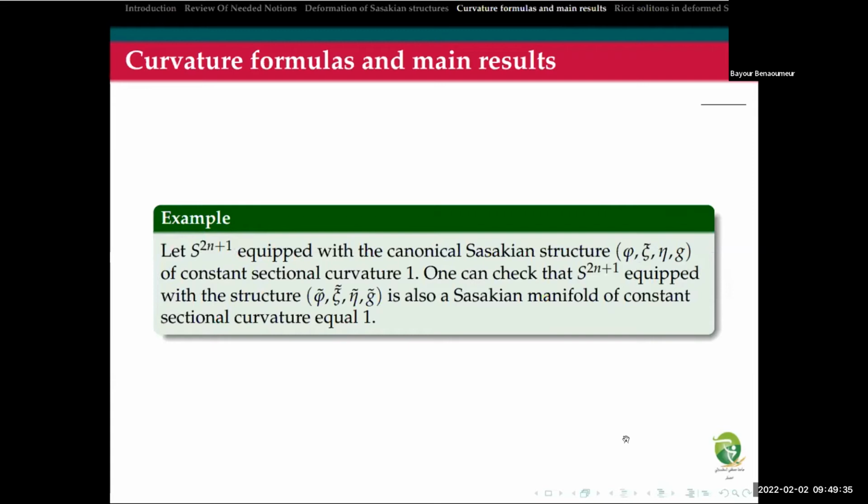Here is the example. Let S be the sphere of dimension 2n plus 1 equipped with the canonical Sasakian structure phi bar, xi, eta, g of constant sectional curvature 1. One can check that the sphere equipped with the new structure is also a Sasakian manifold of constant sectional curvature equal to 1.